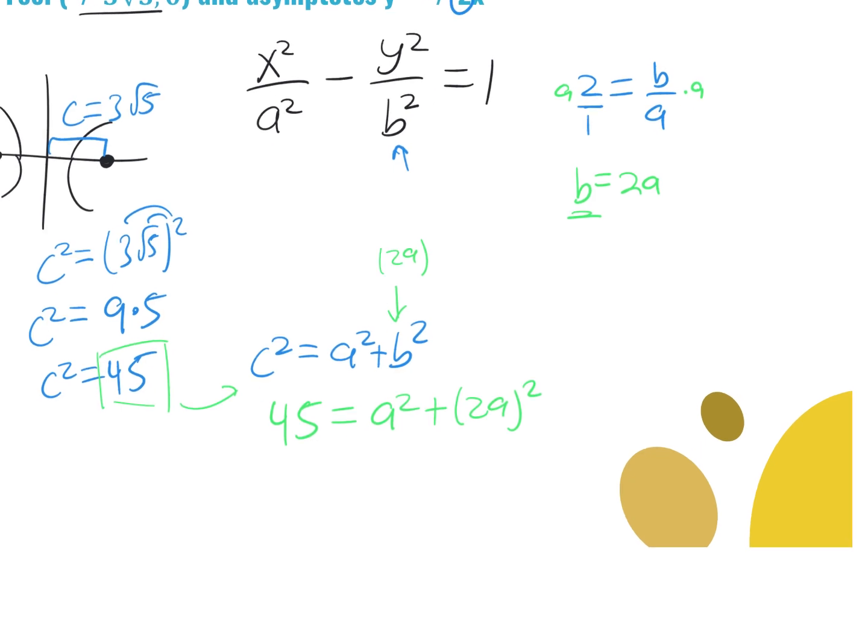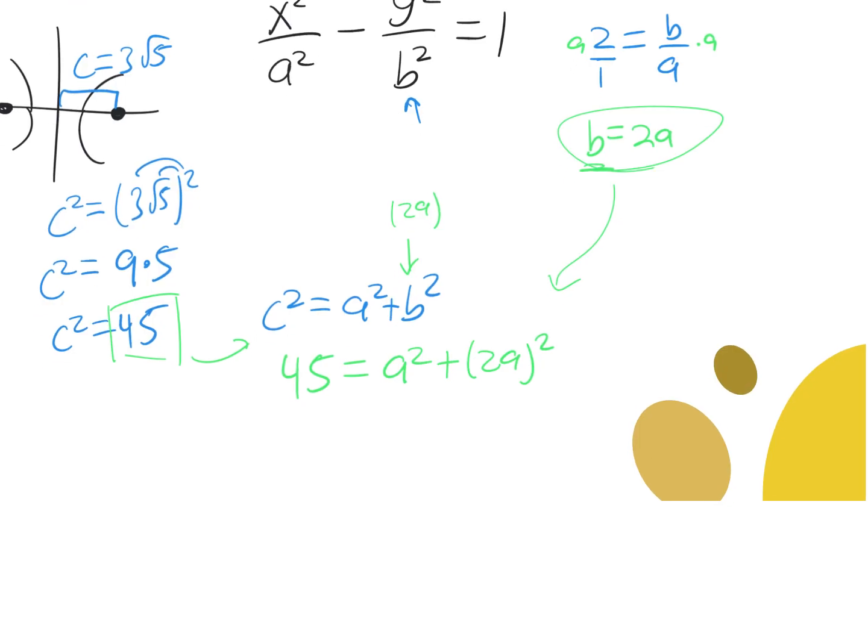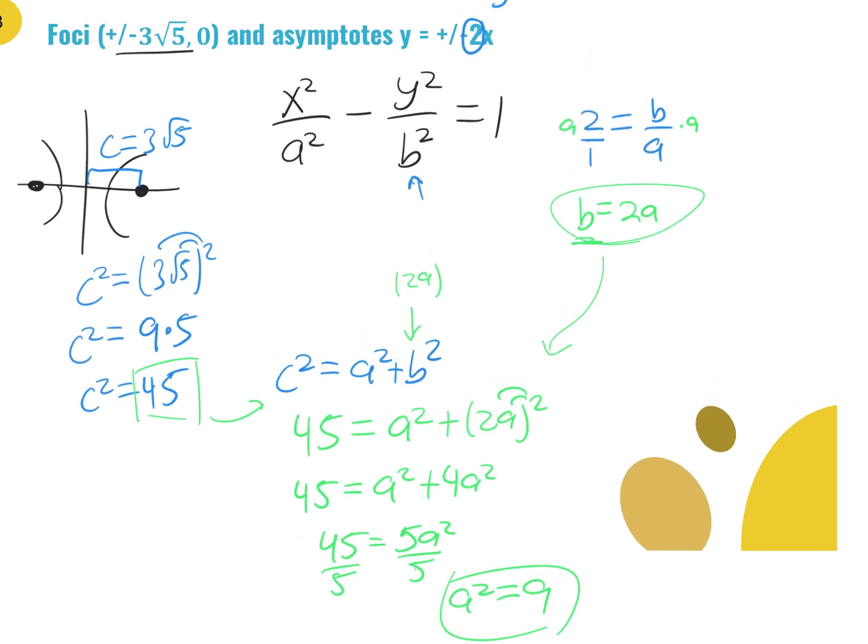So this actually should be pretty easy to solve, right? And actually solving it is not hard. The hard part was figuring out to make this little substitution so that you can plug that in there. And then when you go to solve this, you get 45 equals a squared plus, squaring each of these, 4a squared. So we get 45 equals 5a squared. Divide by 5, and I get a squared is 9. That helps us a lot, right?